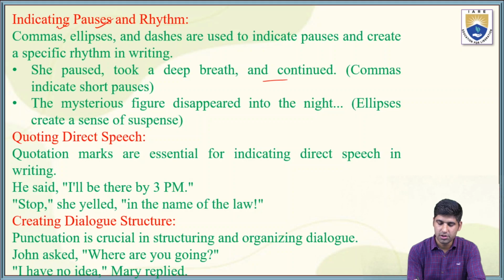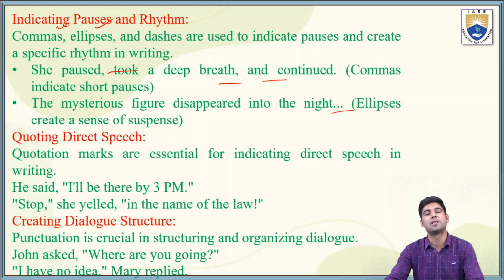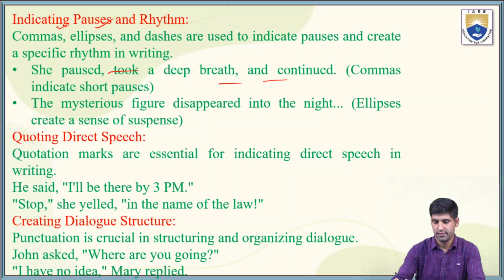The comma is used to indicate short pauses. Now see the use of ellipses. Ellipses are these three dots. The mysterious figure disappeared into the night... So these ellipses are used to create suspense. When a reader is in suspense, he or she doesn't know what happened next. So for that we are using ellipses.